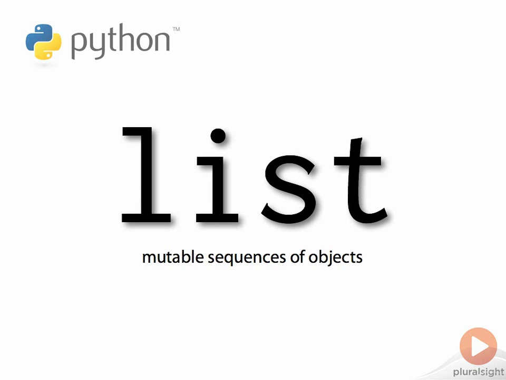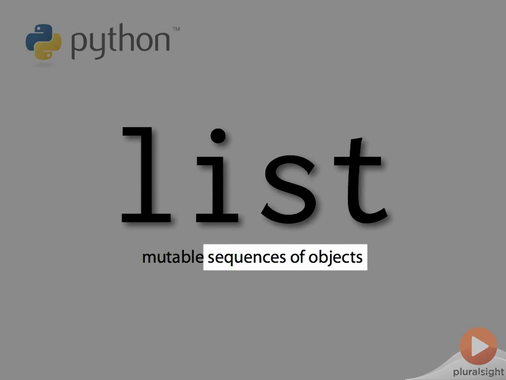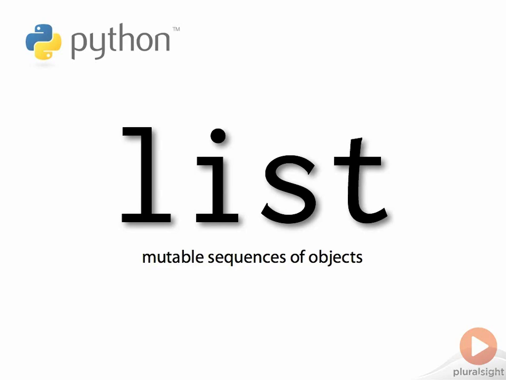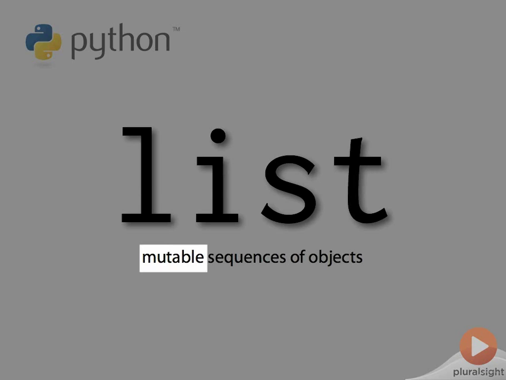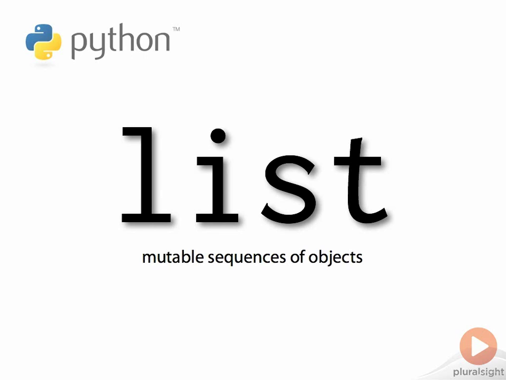Python lists, such as those returned by the string split method, are sequences of objects. Unlike strings, lists are mutable, insofar as the elements within them can be replaced or removed, and new elements can be inserted or appended. Lists are the workhorse of Python data structures.